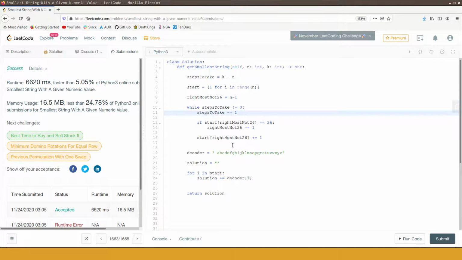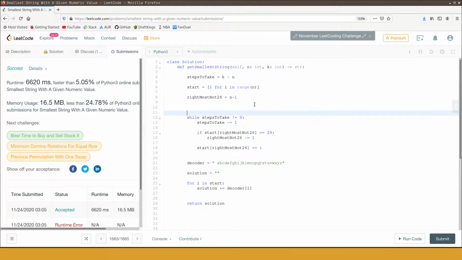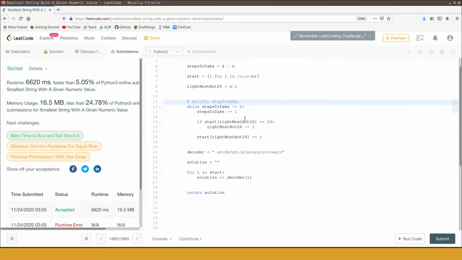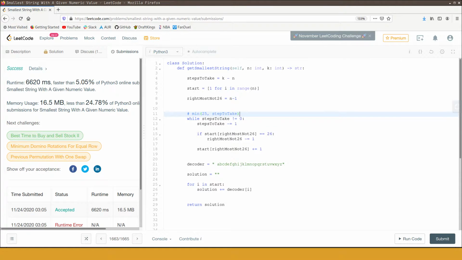As you can see, there's one thing you can notice, though, which is that we can speed this solution up by a constant factor. I don't think there's a faster algorithm than O of n, but you can definitely speed up by a constant factor. You see here how we're only adding 1 each time. We can speed things up by adding a minimum of 25 or the remaining steps to take. Note, this will speed it up by a factor of, I believe, 25 or 26, somewhere around that. Okay, so this is it.